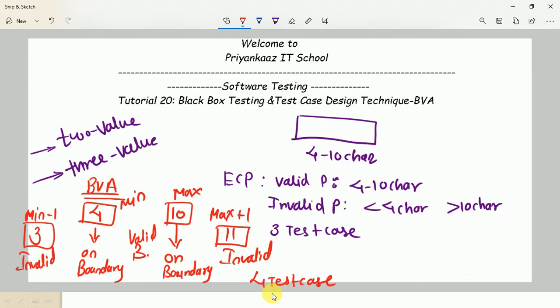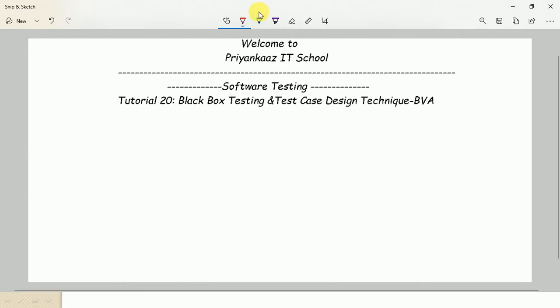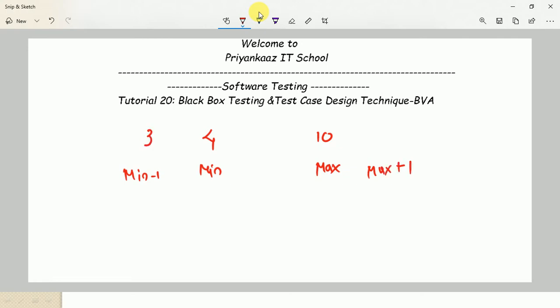But now again there is a question: whenever you need to prepare for 2 values and 3 values, how to prepare? So guys, it's very simple. For 2 values, see the same scenario, 4 to 10. If you consider this is a min and this is a max, then min minus 1 and max plus 1. So I will say 3 and 11.